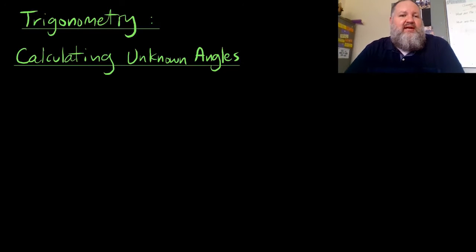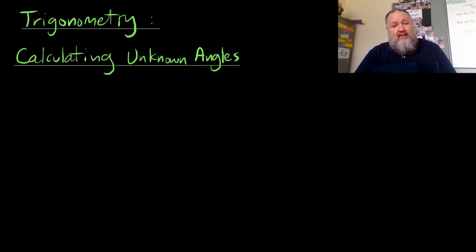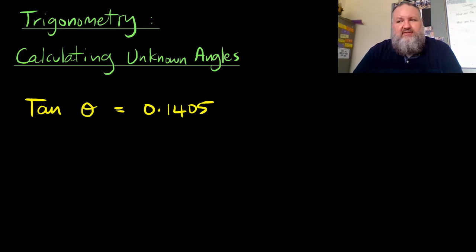Okay, let's have a quick chat about how we use trigonometry to calculate unknown angles. Last video we were looking at how we can work out sides, lengths of unknown angles, but we can also use trigonometry to find out the angles themselves. So let's have a look at this. Let's just say that I have the tan of some unknown angle will give me a number, 0.1405. Now that's okay. Well, how do we actually figure this out?